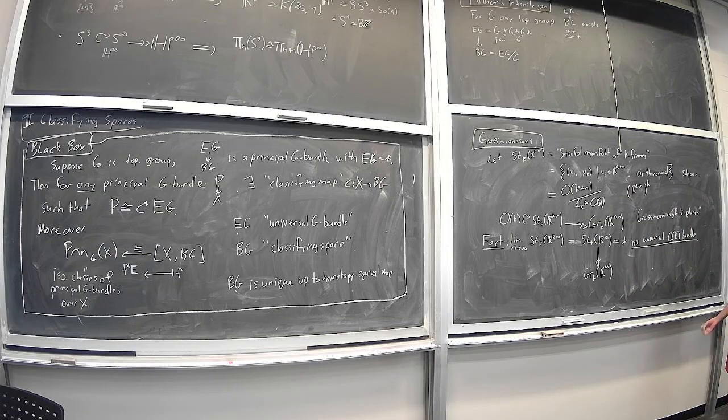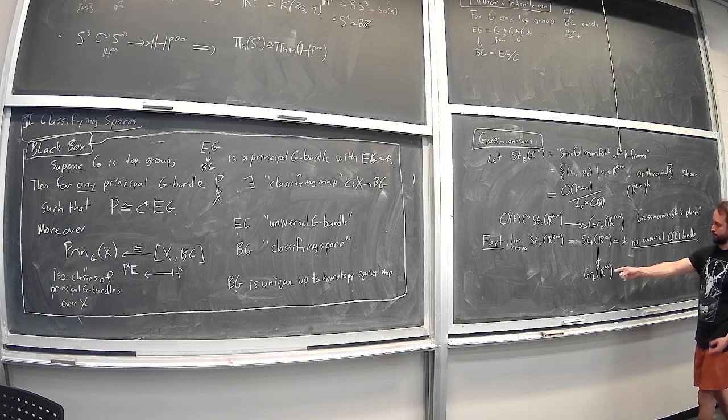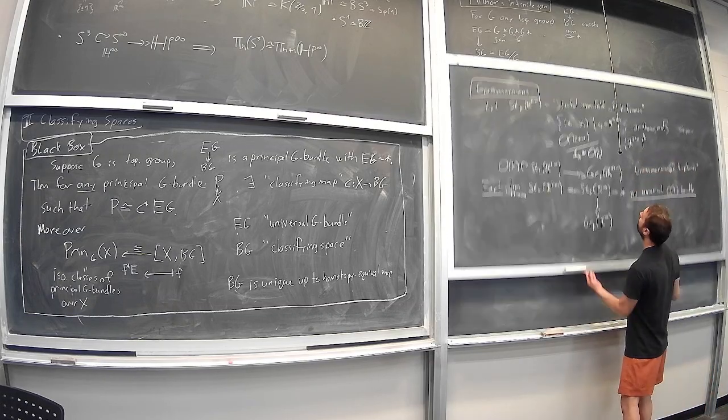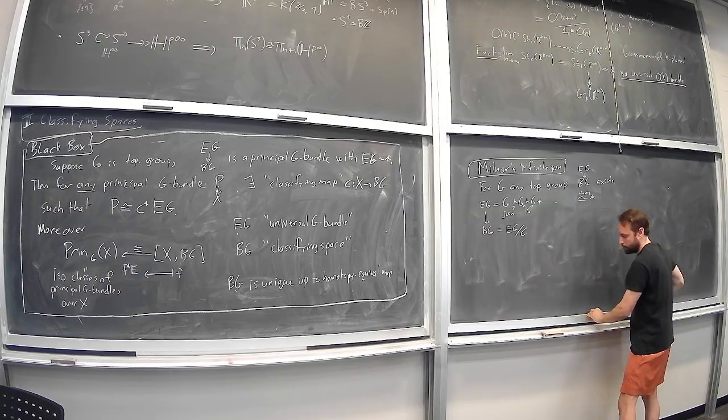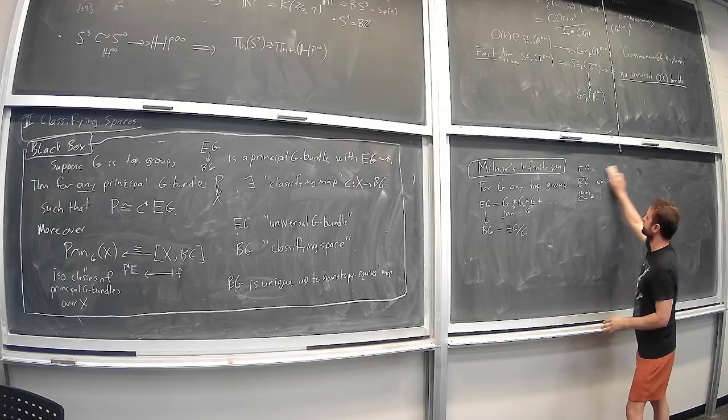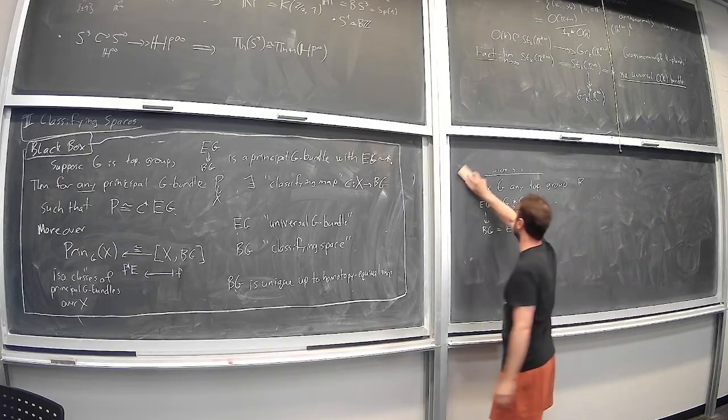So constructing representatives for classifying maps for tangent bundles on manifolds is actually straightforward, assuming you know how to construct embeddings into R^∞. And then the real case, and I'll just mention that analogously this stuff works in the complex case as well.